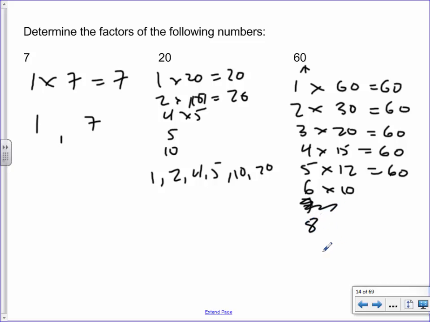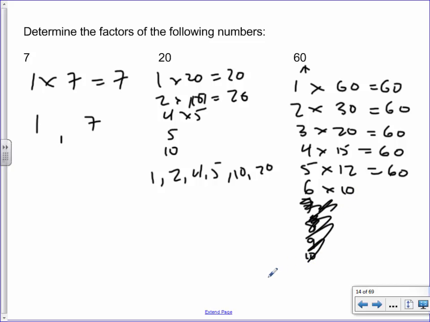8 times 8 is 64. That's too big. 8 times 7, 56. That's too little. That one's out. We're getting to the point now where the next number would have been 9 or 10. I already got a 10 right here. So I think I made my list.